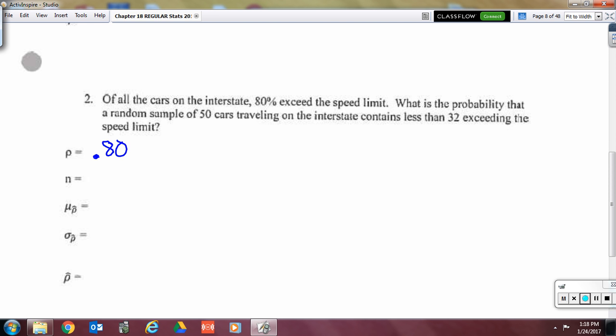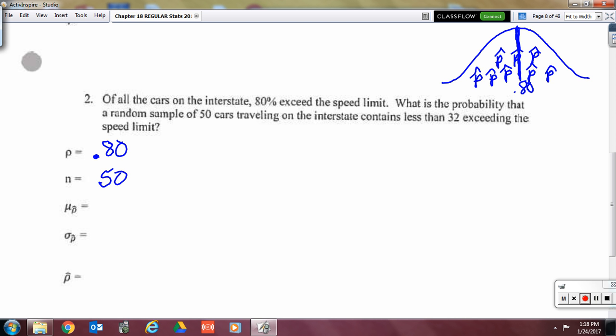Okay. What's this random sample of 50 cars traveling? Okay, so that is your n. So we're talking about samples of 50 cars. Okay, so I'm going to give you a little sketch of what's going on. We've got 80% of cars is where the population should be centered around, and we've got all these little samples of 50. So here's a sample of 50 and the proportion of them that are speeding. Here is a sample of 50 and the proportion of them that are speeding, and so on.